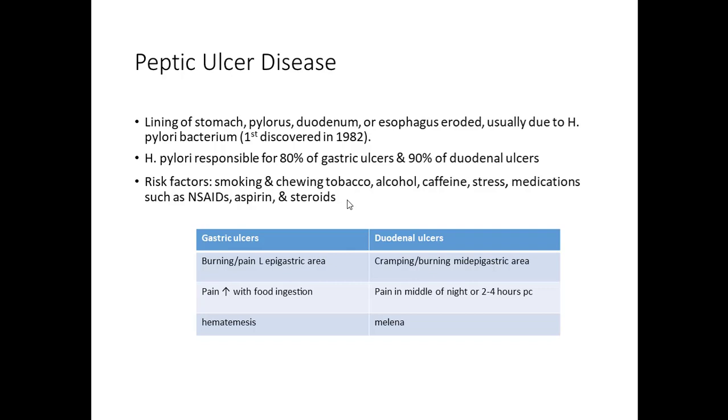Risk factors for PUD: smoking and chewing tobacco, alcohol, caffeine, stress, and meds like NSAIDs or aspirin and steroids can actually cause this peptic ulcer disease. So in gastric ulcers, it's the hydrochloric acid that is damaging the epithelium of the stomach, even of the duodenum. But stress is a huge risk factor or cause of peptic ulcer disease. The more stressed people are, the more likely that they're going to have an ulcer. How the two are related, I'm not really sure, but I do know that stress very much causes ulcers.